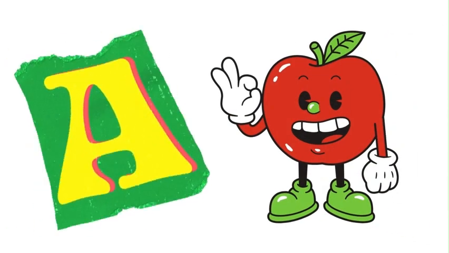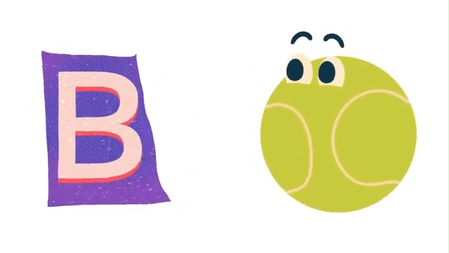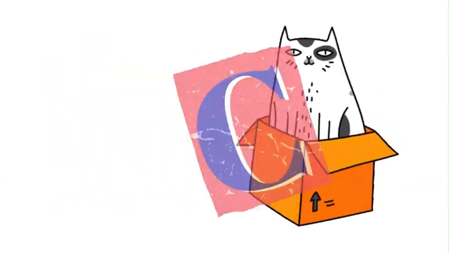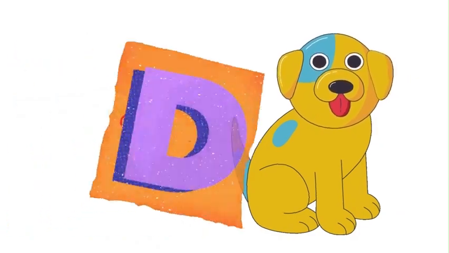Apple. A for apple. B for ball. B for ball. C for cat. C for cat. D for dog. D for dog. E for elephant.